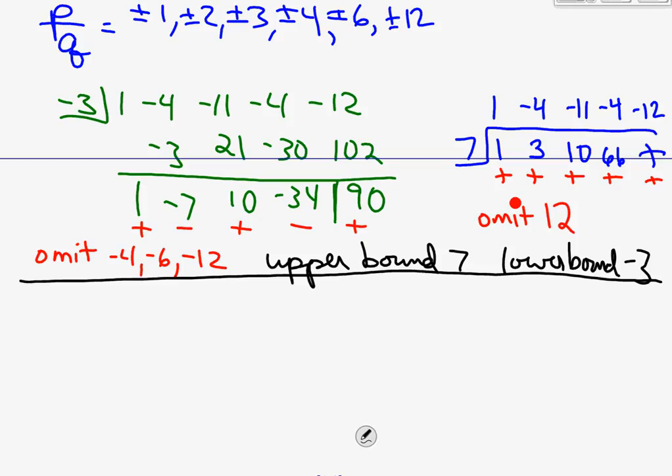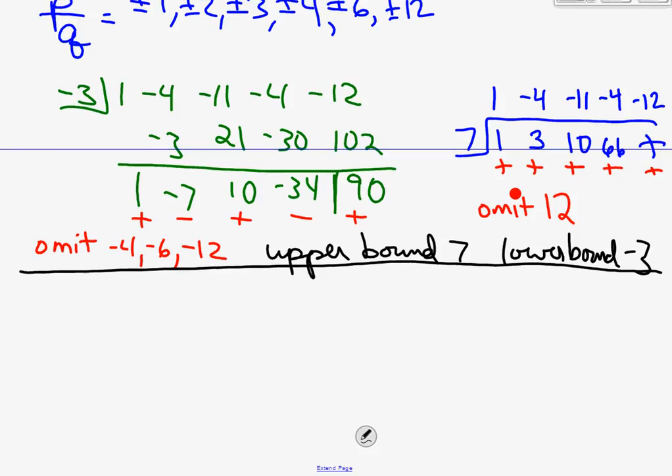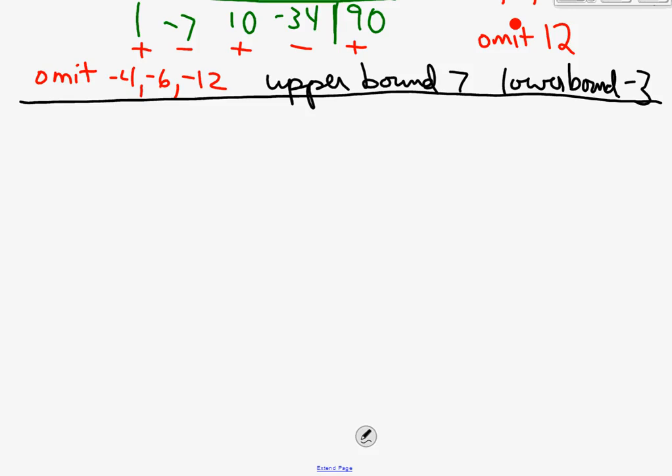So what we usually do with these upper and lower bounds is we just keep an eye on these rows as we get them. If we start getting, oh look, they're all positive, then we know that we've hit that upper bound. Or, oh look, they're alternating, so we know we've hit that lower bound as well. But by our graph, I'm going to try right next to that lower bound, negative 2. I'm going to try positive 6 and see what happens there.